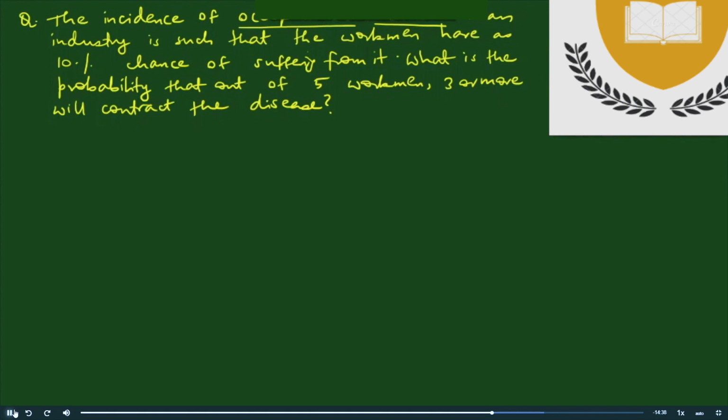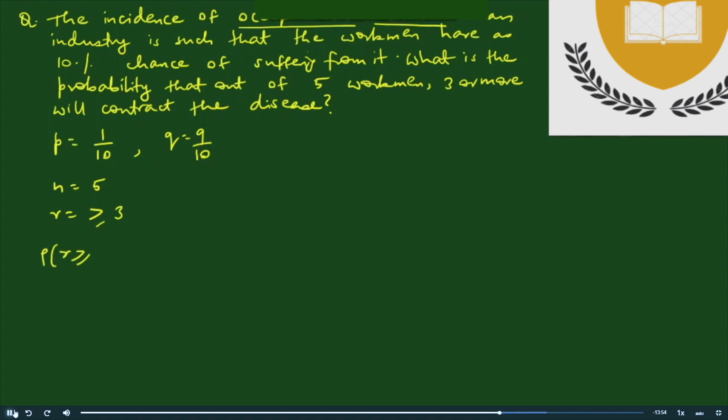So that is 10% probability. What is the probability that out of 5 workmen, 3 or more will contract a disease? So it's actually quite simple. The probability is going to be 1 by 10 or 10%. So P is 1 by 10. Okay, 5 workmen, if you are selecting 5 workmen, N is equal to 5, R is equal to 3 or more. So R is greater than or equal to 3. If P is 1 by 10, then Q is equal to 9 by 10. Okay, so now you need to calculate P of R greater than or equal to 3.